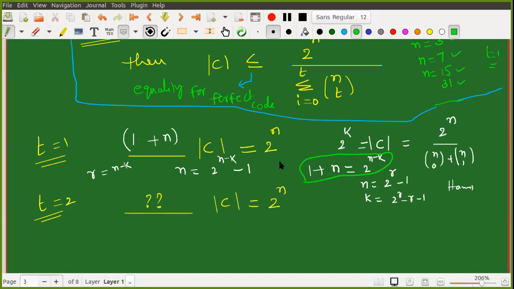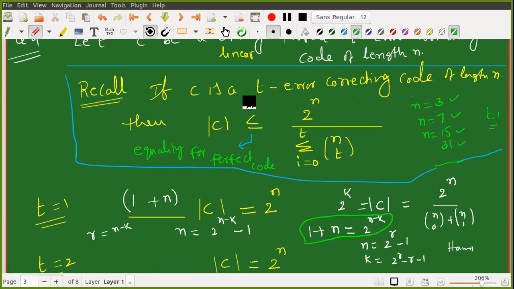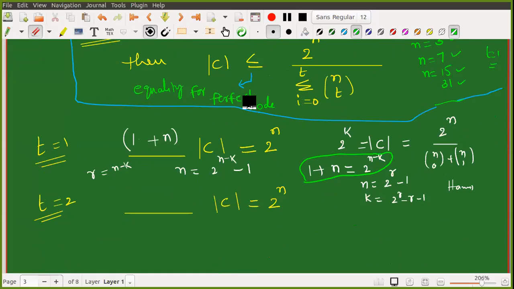But what will happen in the t equal to 2 case, right? See, these are the questions you need to ask. I'll give the sphere packing bound, that is my duty done. I define what a perfect code is, my duty done. So you need to come up and solve problems. Okay, anyhow, come up now.